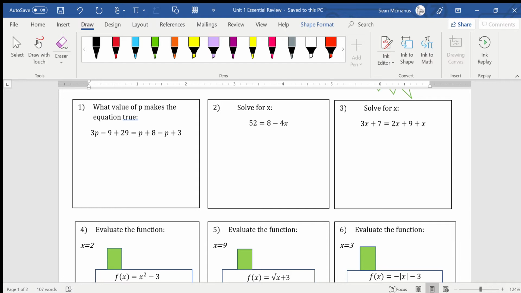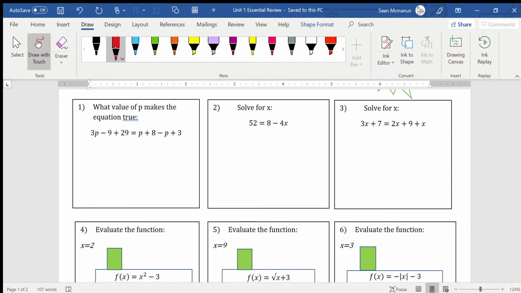Number 1, what value of p makes the equation true? So another way they could have phrased this question was solve for p. Okay, what value of p could I plug in that's going to make this true? So what we always want to try and do when we have an equation is look to see if there's anything we can reduce or simplify or combine on one side.